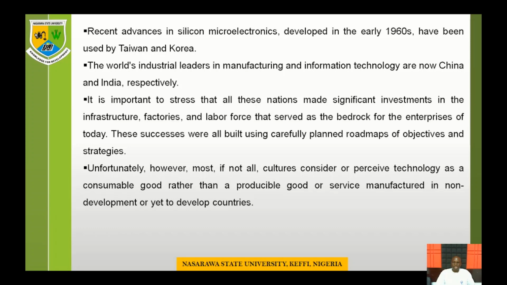So it is important to stress that all these nations made significant investment in the infrastructure, the factories, and labor force that serve as the bedrock for the enterprises of today. These successes were all built using carefully planned roadmaps of objectives and strategies. Unfortunately, however, most, if not all, cultures consider or perceive technology as a consumable good rather than a producible good or service manufactured in non-developed or yet to develop countries.